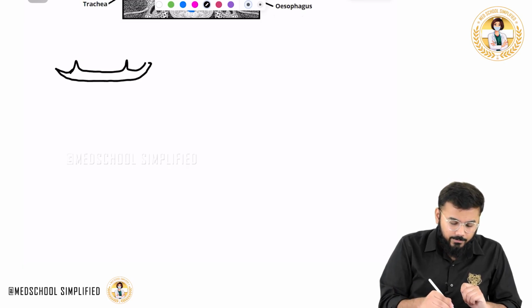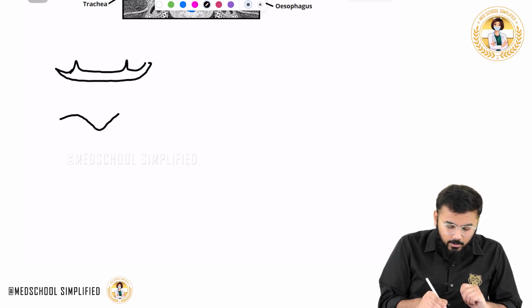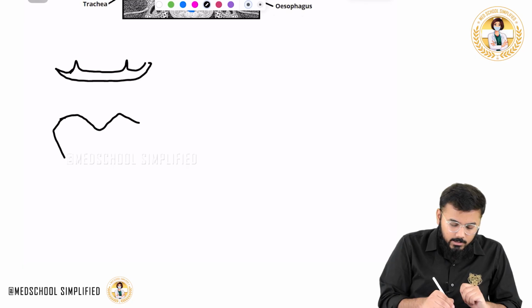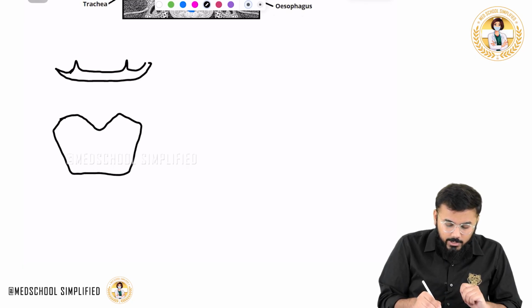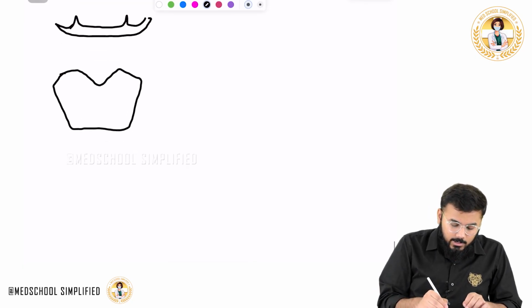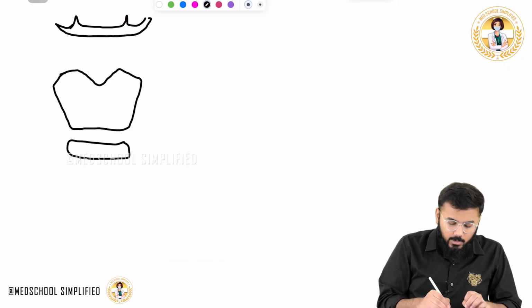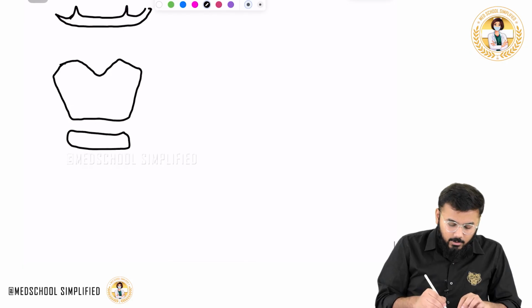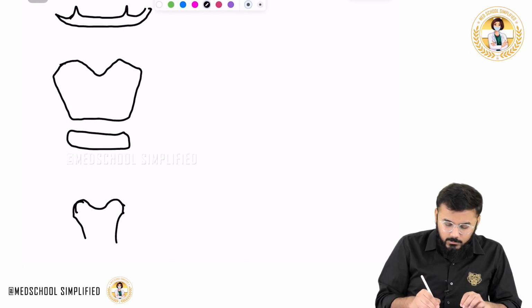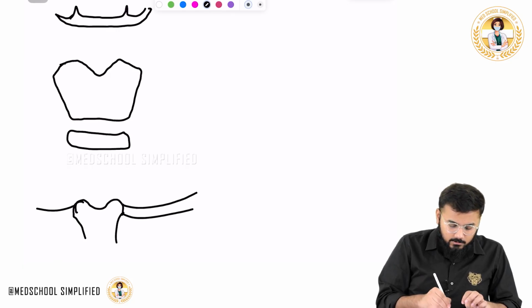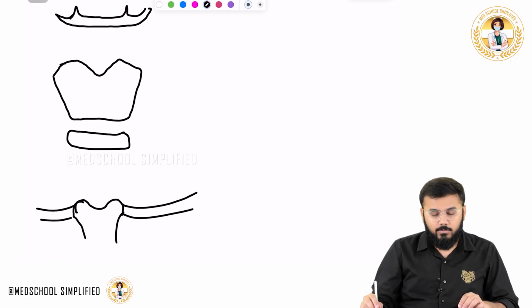This is your hyoid. After this is hyoid, this bone over here is called your thyroid cartilage. Next, down over here you have your cricoid. This is called your cricoid, and beneath the cricoid you have, let us say, the sternum, and this is your clavicle like this. This is your clavicle, right?